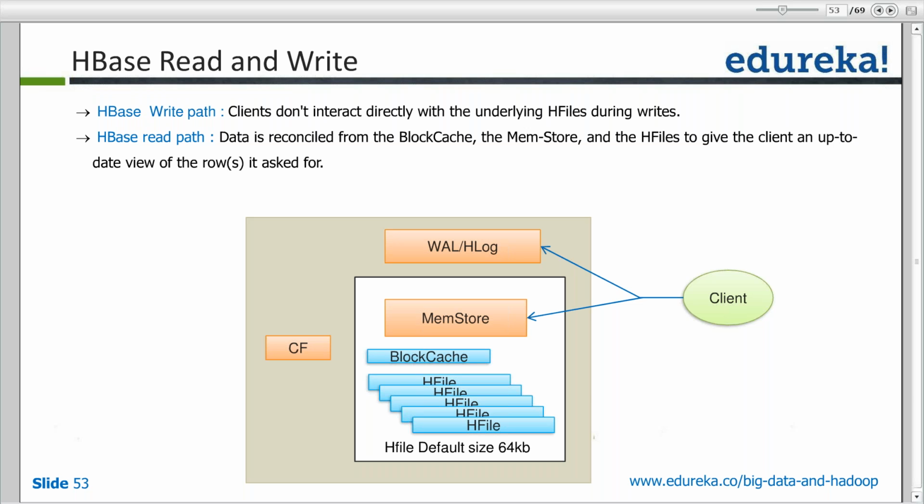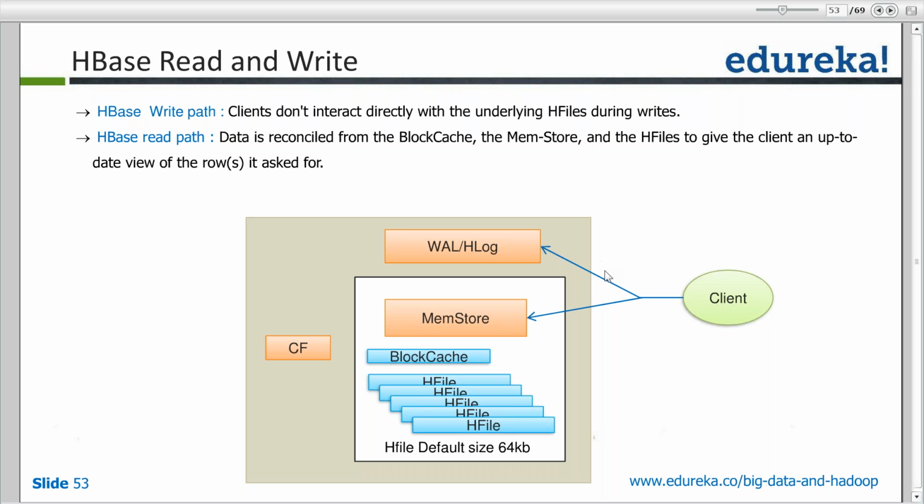All right, clients don't interact directly with the underlying HFiles. When it writes, it first goes to a WAL file, then to the MemStore, and then through to your HFile. The default size of an HFile is 64 KB, which is configurable.